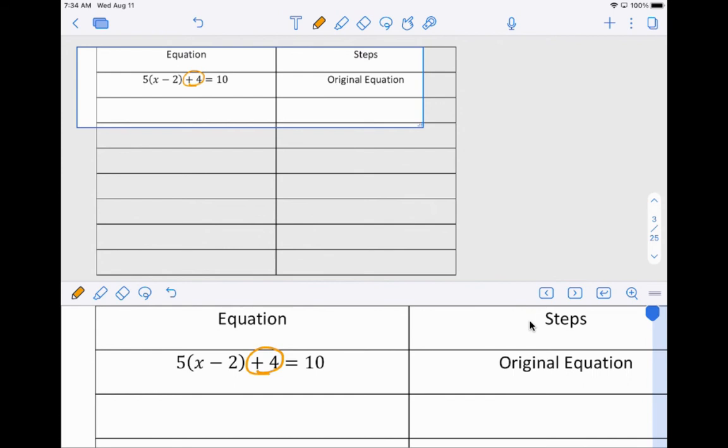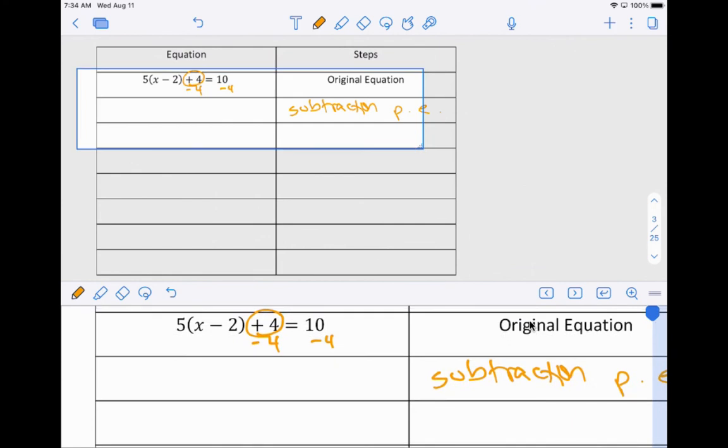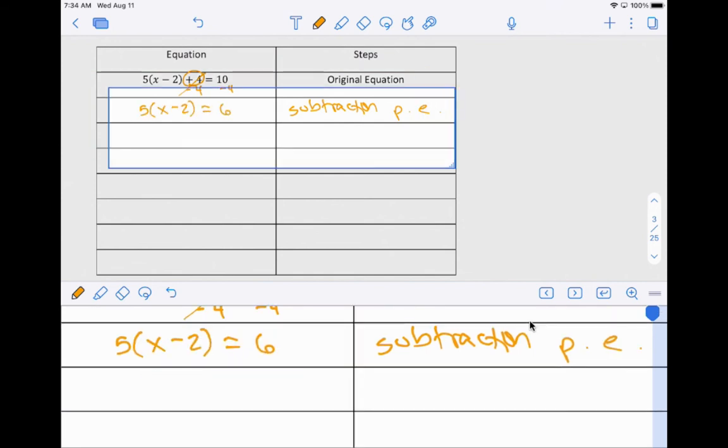What's the inverse? Inverse of addition is subtraction. So I'm going to subtract 4 to both sides. That would be, shocker, the subtraction property of equality. And what would we be left with? We'd be left with no 4, kind of the point of choosing that. We'd be left with 5x minus 2 equals 6. Booyah. All right, from here we have some choices.